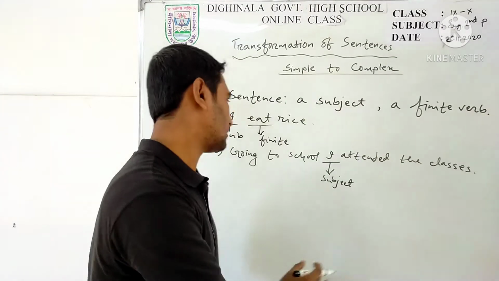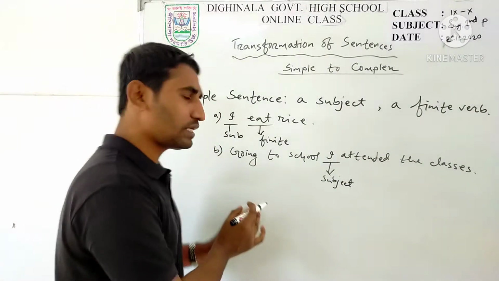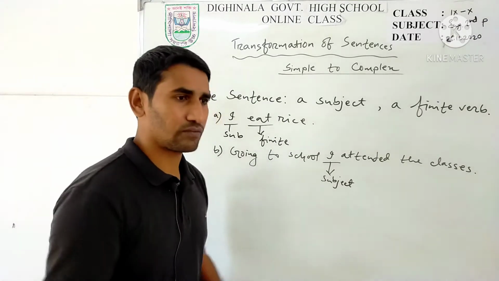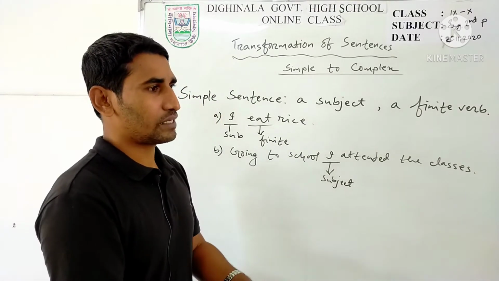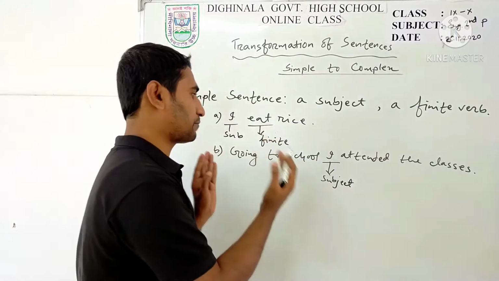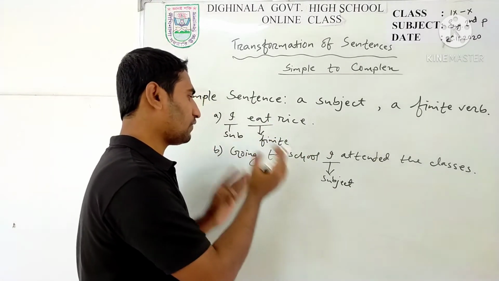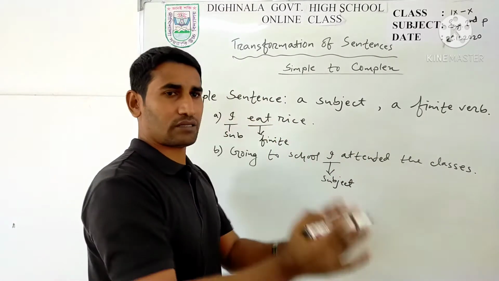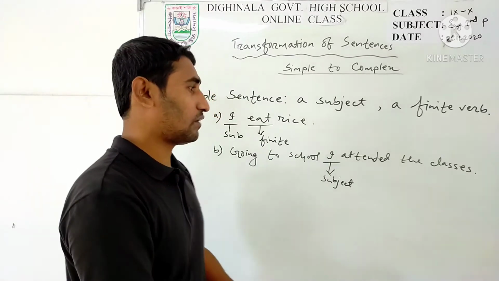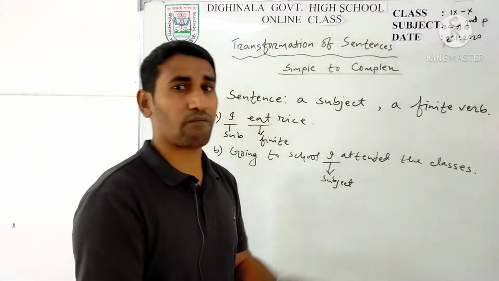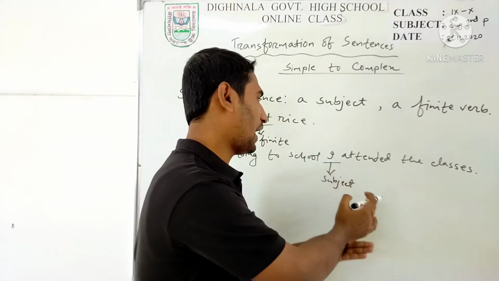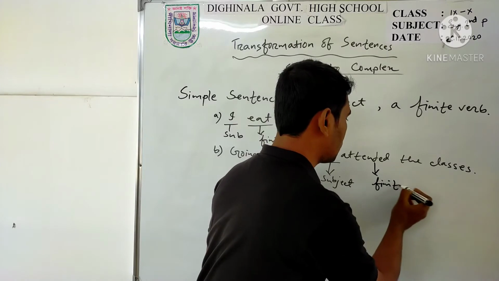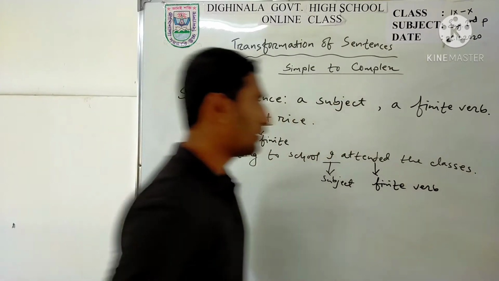That is attended, because if you mention going as the finite verb, that doesn't match. If I say going to school, full stop, it means school-e giye. So that doesn't fulfill our expectation of the meaning of this sentence. But if I say I attended the classes, that means ami class attend korlam. That just fulfilled our expectation of being a meaningful sentence. So attended is a finite verb. Okay, very simple.